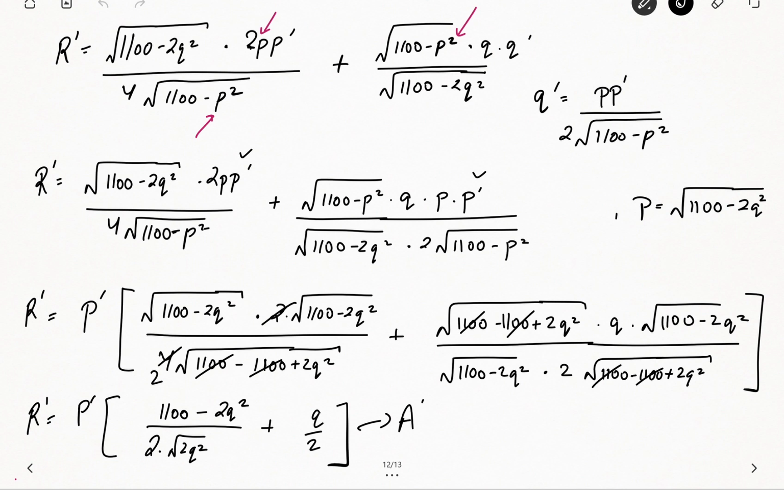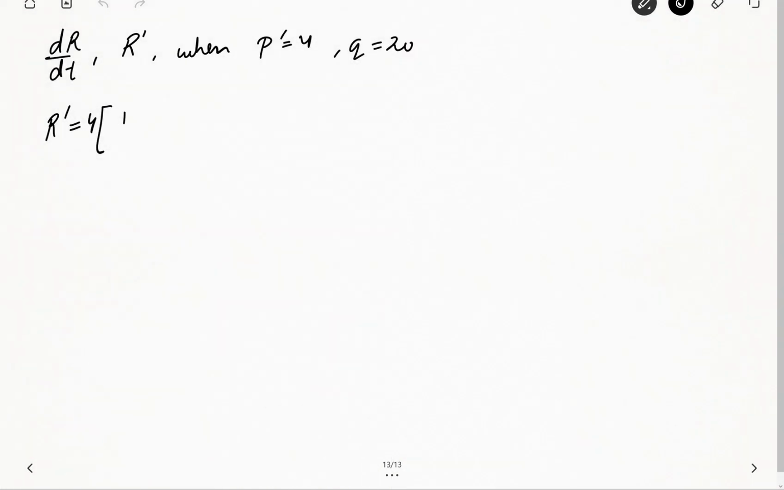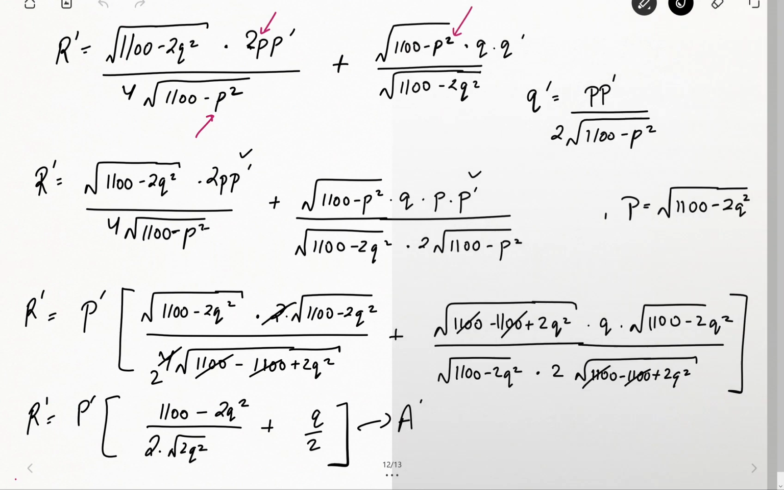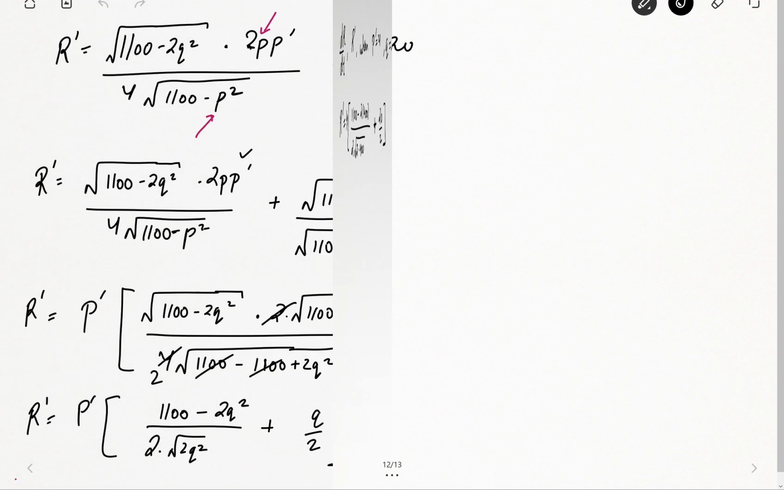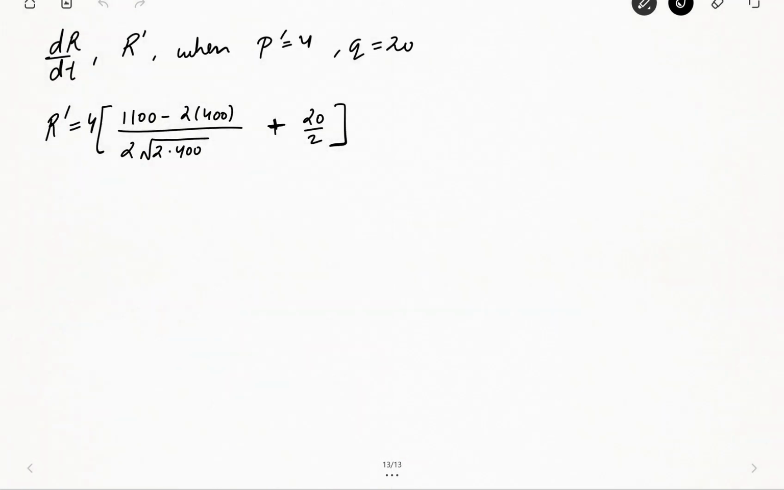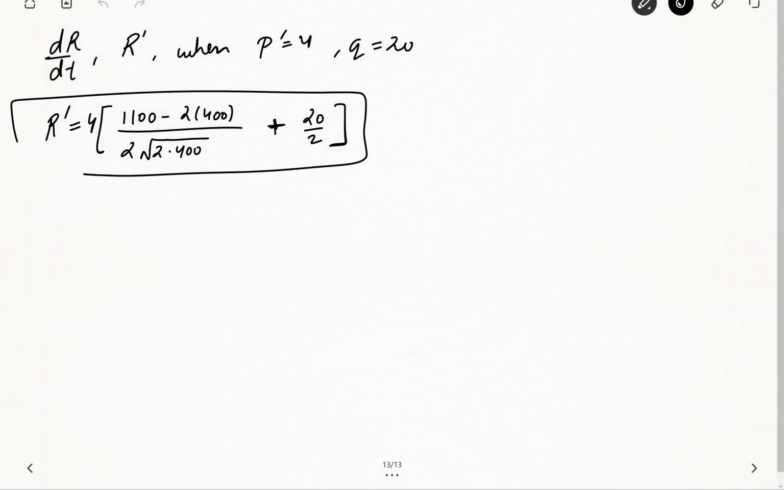I'm going to try to make it simplified. So it's going to be 1100 minus 2q squared, so 2 times 400, all divided by 2 times 2q squared, so that's also 400. This minus q, actually plus q over 2, 20 over 2. Yep, just checking. So this should be the answer to the last part of the problem.